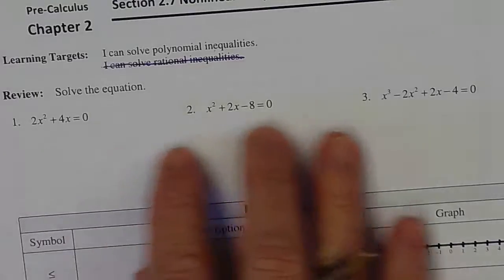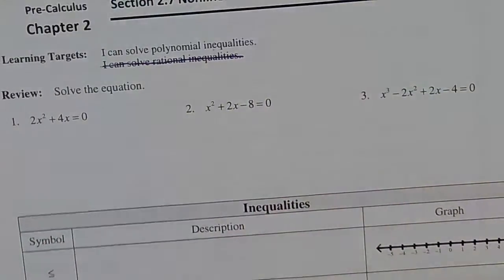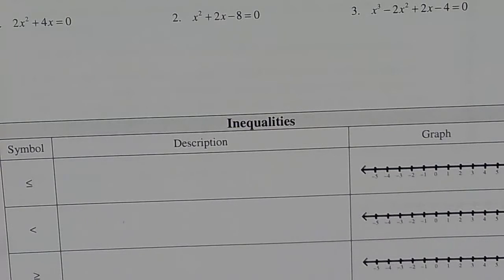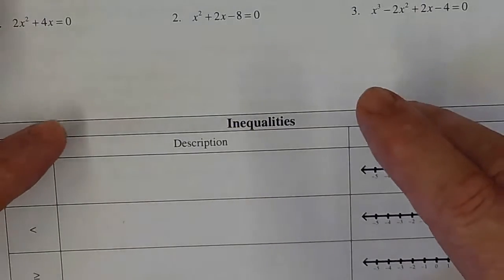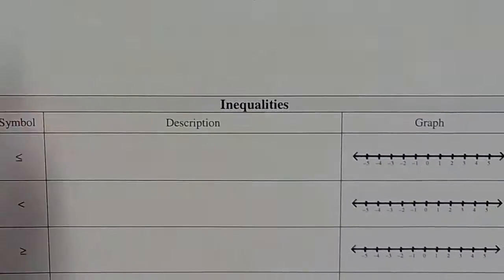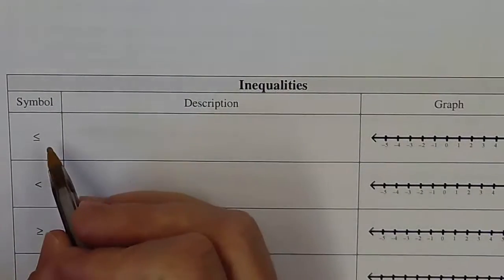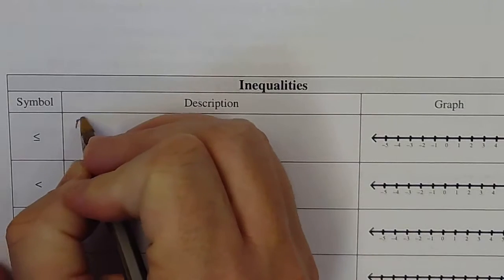All right, we're going to skip these review questions. We've been working a lot on solving equations, finding zeros. Let's just jump right into these inequalities, okay? All right, the idea of this table right here is just to review some things you went over a long time ago with inequalities. So when we see the less than or equal to, let's just use this example.